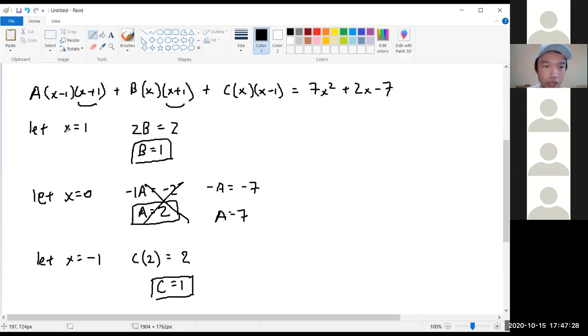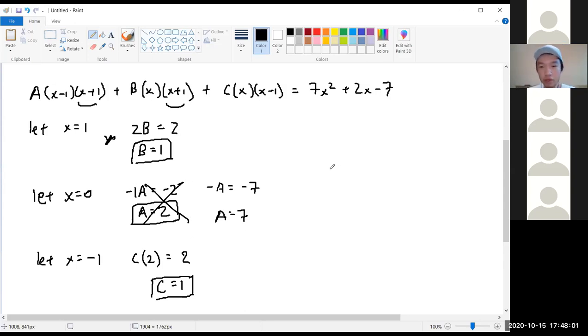Okay, let me just double check x equals 1. So that goes away. That goes away. We have 2b is equal to 7 plus 2 minus 7. I don't know. I feel like I made a mistake somewhere. I can't find it. But you solve for a, b, and c like that.